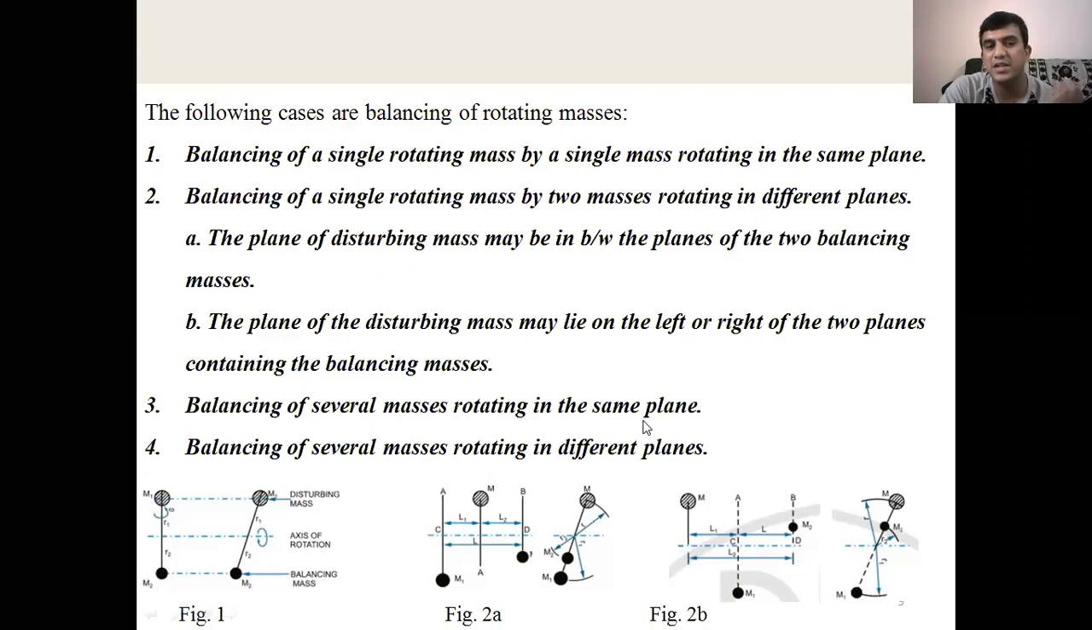For the third case, balancing of several masses rotating in the same plane, take a ceiling fan. A ceiling fan has three blades. See, all three blades are located in which plane? On the same plane only, right? Then balancing of several masses rotating in different planes: consider a rear wheel axle of buses and trucks. On each side of the axle, we can see two tires. The first tire is located in one plane, the second tire is located in another plane. These are the four different cases we can see in the balancing of rotating masses.